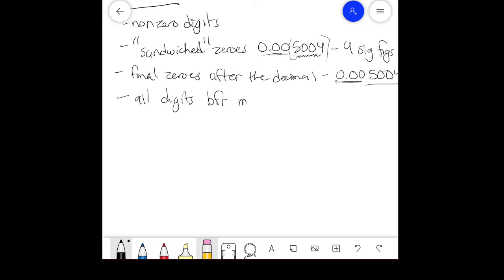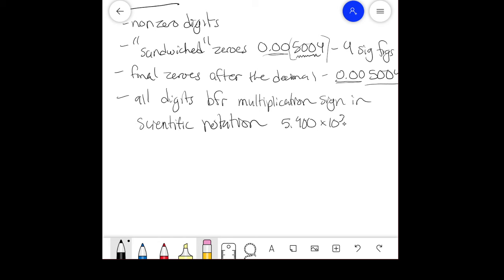Because how scientific notation works, you only have the digits that you know you need. So like 5.0 times 10 to the third. These all are included. That's 4. Not the 10. That's 4.